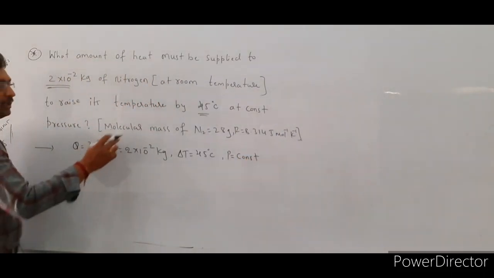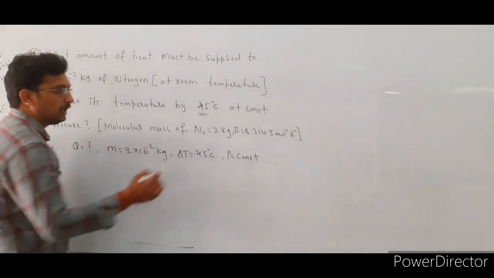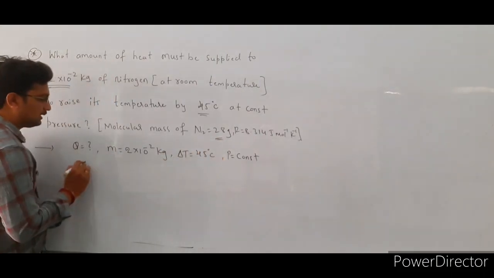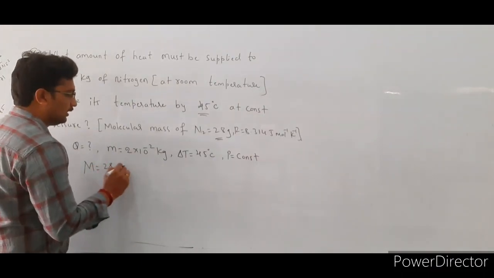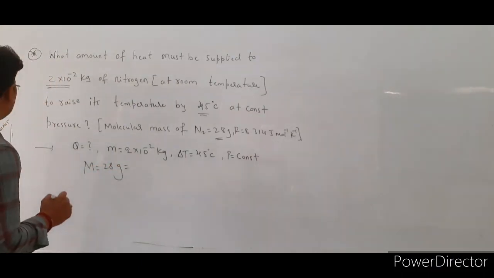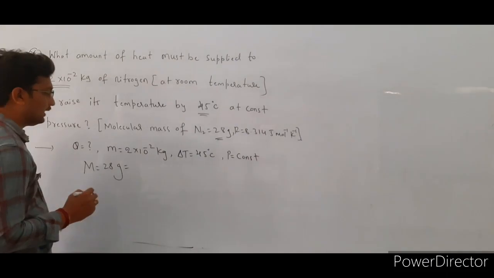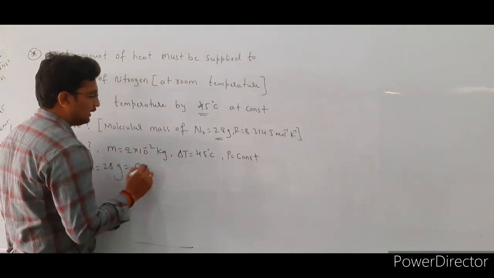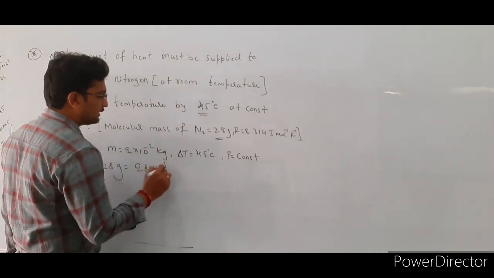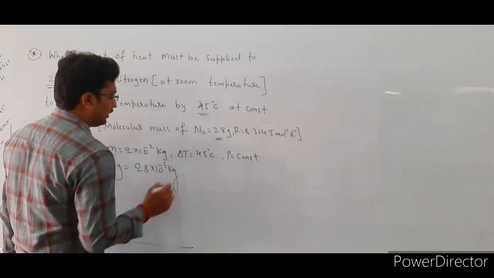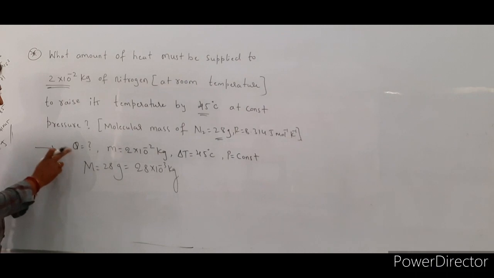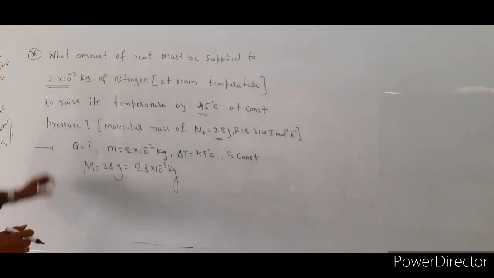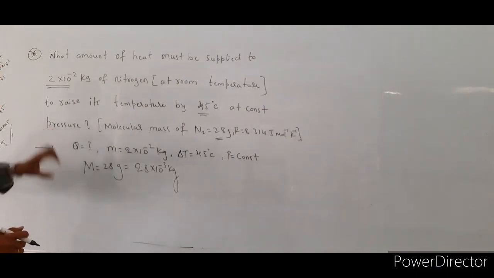After that, the molecular mass of nitrogen is given, that is 28 gram. Molecular mass, that is capital M, is equal to 28 gram. Convert this into kg, that is 28 into 10 to the power of minus 3 kg. In this case, we are going to find out how much heat energy is supplied to the system at a constant pressure.